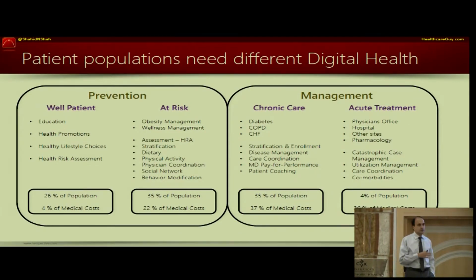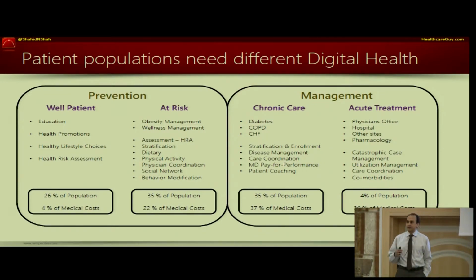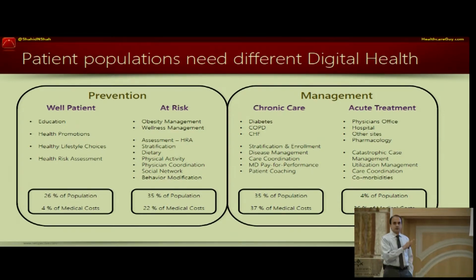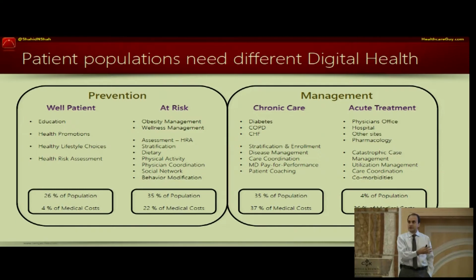What this chart shows basically is that when you're designing digital health systems, we have to make sure that we accommodate the realities of the patient population. Patients are focused in two areas. One is people who are not sick, that's on the left-hand side. The people who are already sick, those are the ones on the right-hand side.